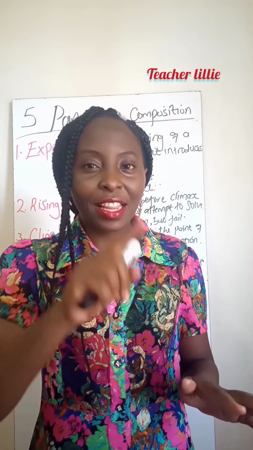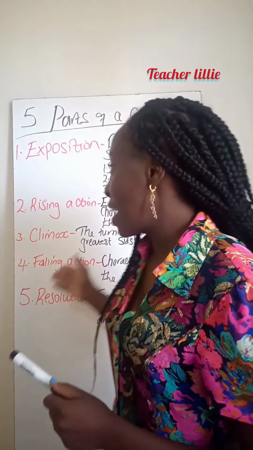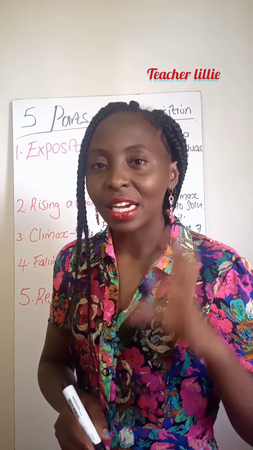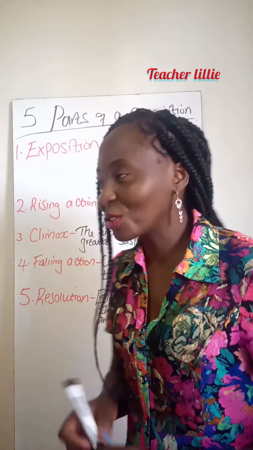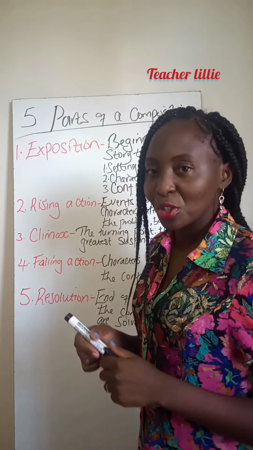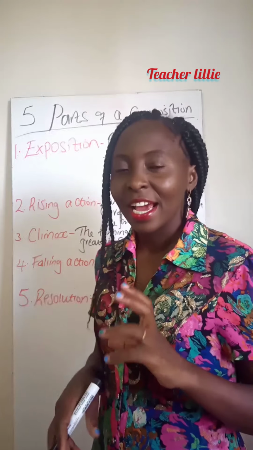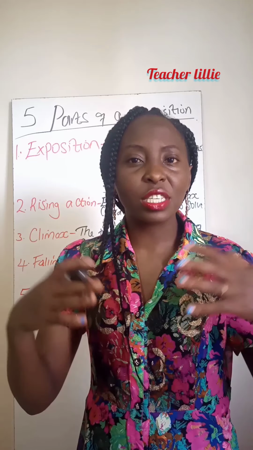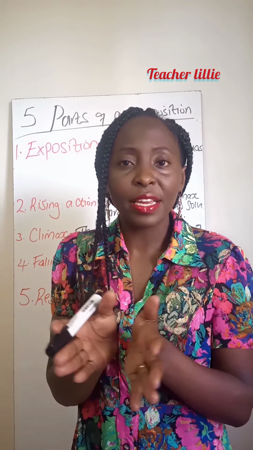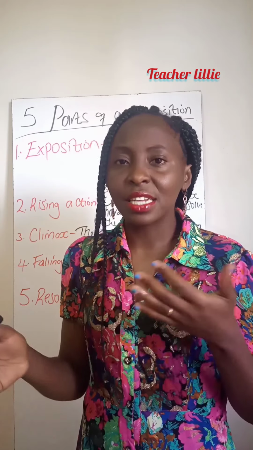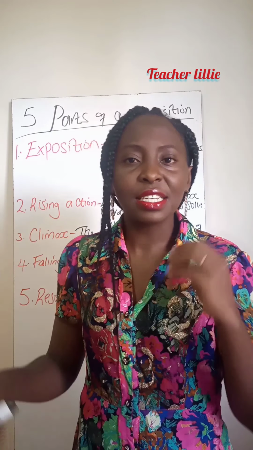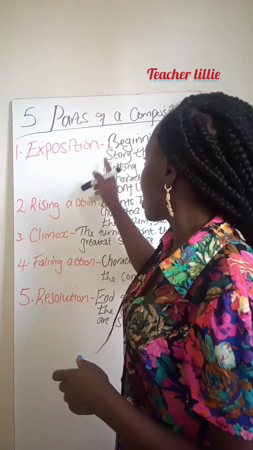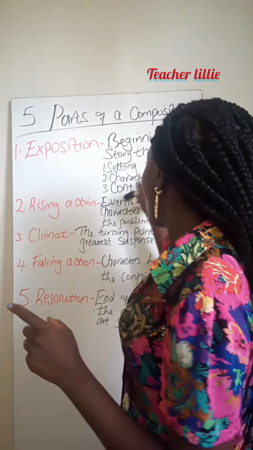The 5 parts that you should have in a composition. I have already written them down, so we're just going through them to make you understand what is expected of you in your story. Number 1 is exposition. That is paragraph 1. As you're writing your story, the reader expects to see where the story is. Where is your story? Is it in a school? Is it in town? Is it in a forest? Is it underwater? Where is your story happening? You expose us to that. That is the beginning of a story.